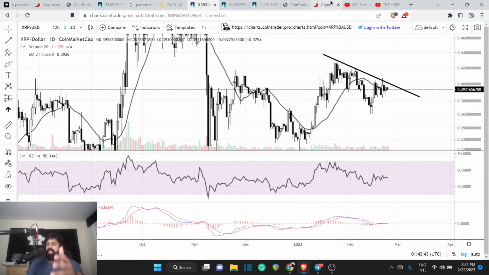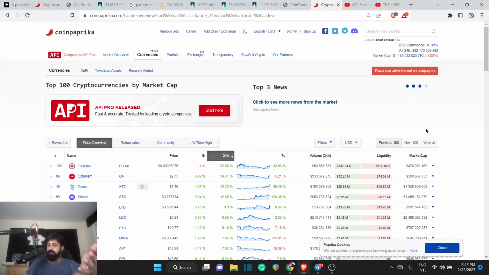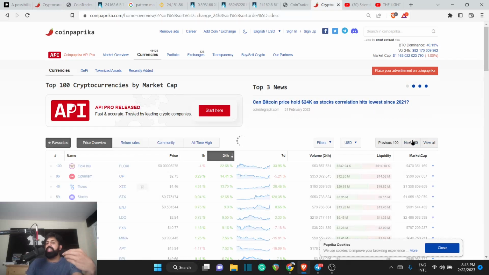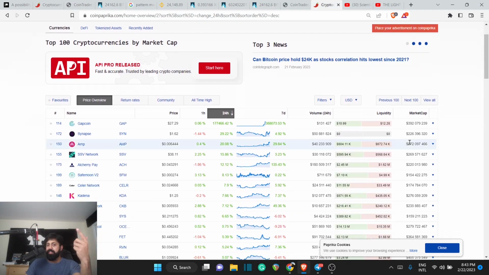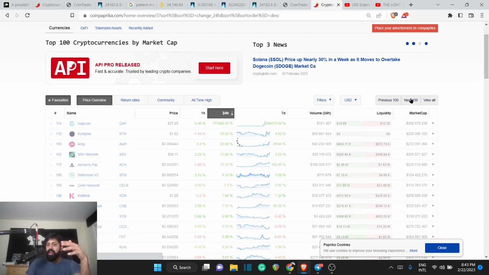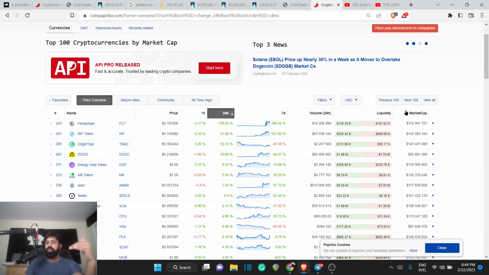the other side, you see coins running crazy, coins moving through different resistance and hitting different ranges. Say AMP today is up like 20%. Right? You see SYN 29%. Now, there are a lot of different segments in the market which are doing fine. Some of them did exactly this a week before. Now they are slowly correcting back and getting more buyers in.